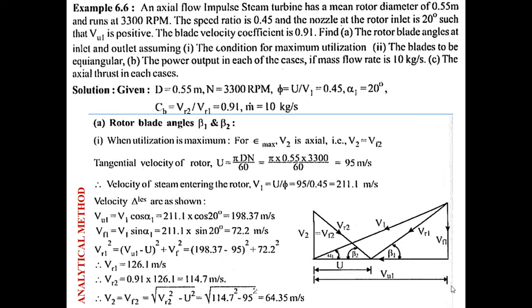Drawing the velocity triangle is the direct method. Speed ratio is given, so you take U by V1. U by V1 is 0.45. And the nozzle angle at the rotor inlet is 20 degrees, meaning alpha 1 is given, such that VU1 is positive. See here, VU1 is positive.